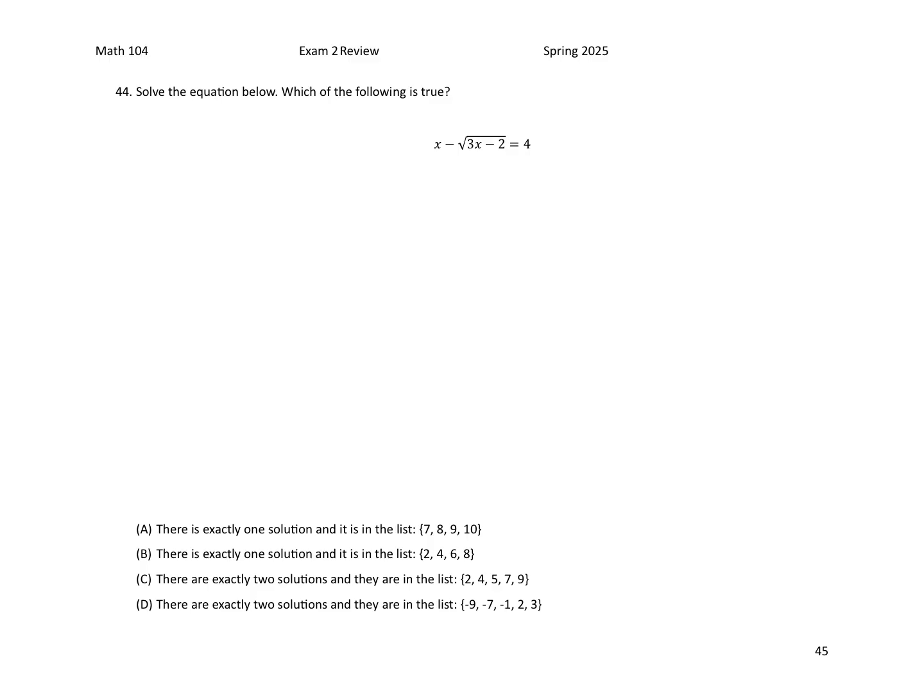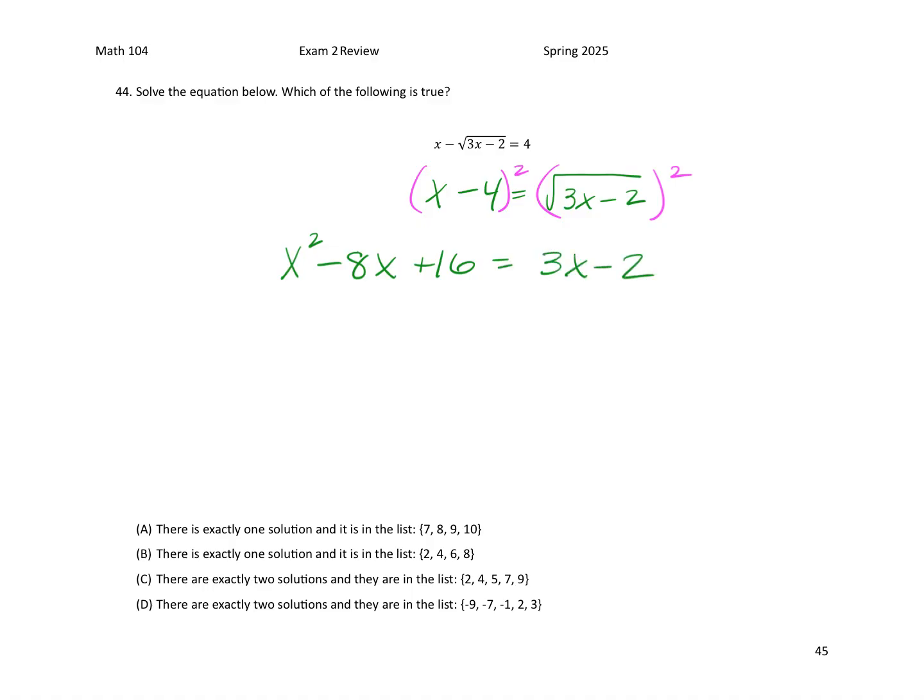So I'm going to move it to the right, make it positive, square root 3x minus 2, and I'm going to subtract 4 from both sides, so I have x minus 4. Now the square root is all by itself, and I can square both sides to undo the square rooting. Okay, so x minus 4 squared, that is x squared minus 8x plus 16 equals 3x minus 2.